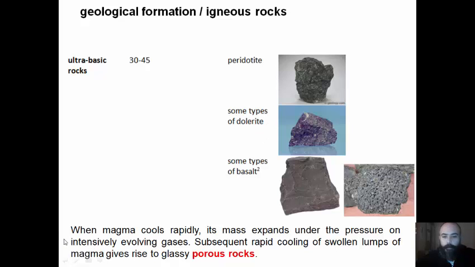When magma cools rapidly, its mass expands under the pressure of intensively evolving gases. Subsequent rapid cooling of swollen lumps of magma gives rise to glassy porous rocks.